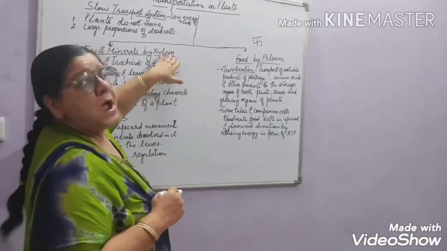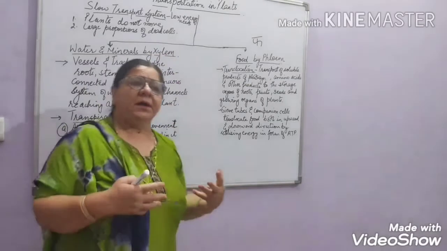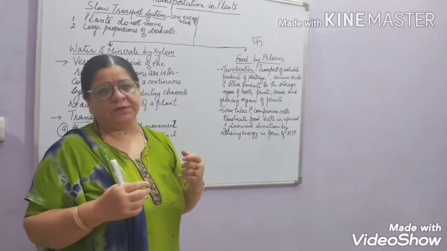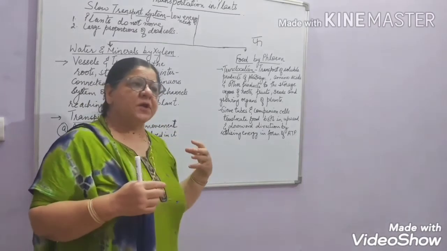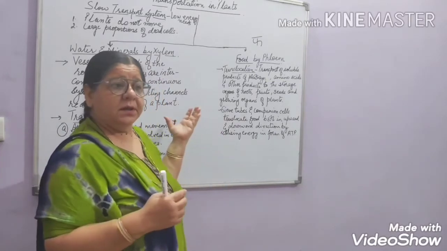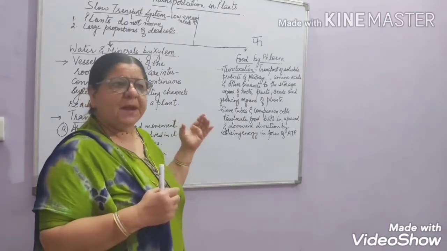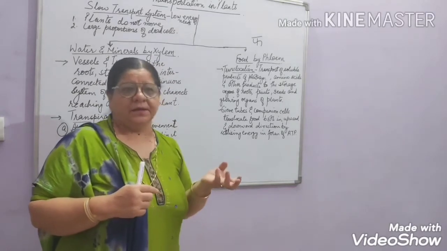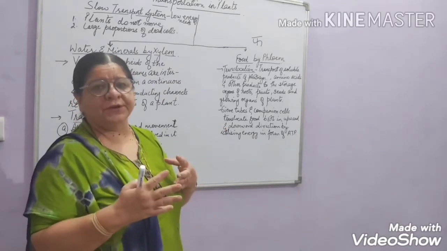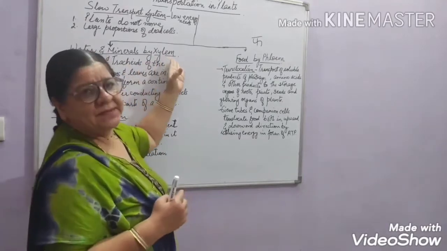Now first we will learn how water and minerals are carried. Plants, of course, prepare their food by the process of photosynthesis, right? But it is not only the food or the water which is required by the plants. Water is a very important component for photosynthesis, but plants require certain other substances also, like nitrogen, phosphorus, and some mineral salts. So that is carried by xylem.